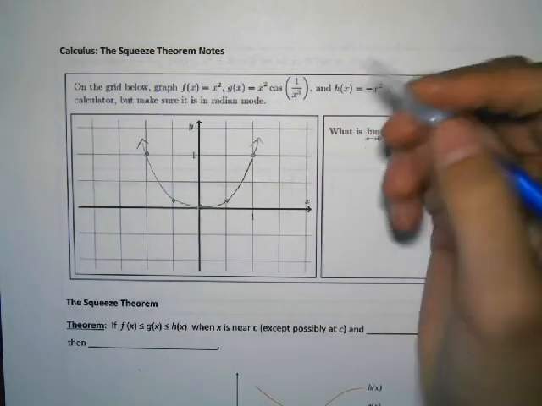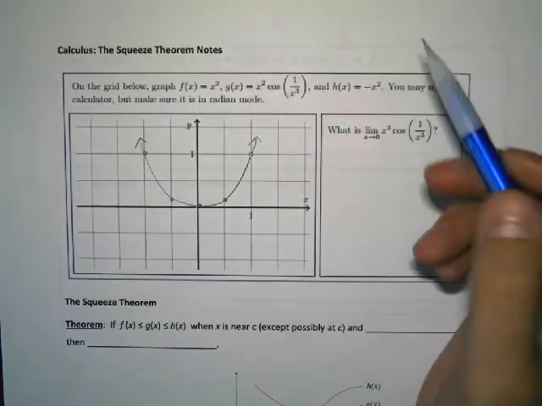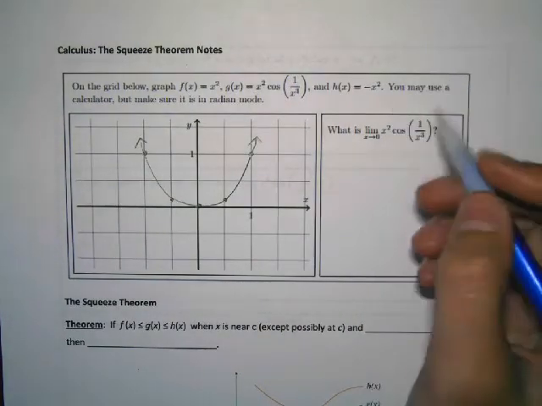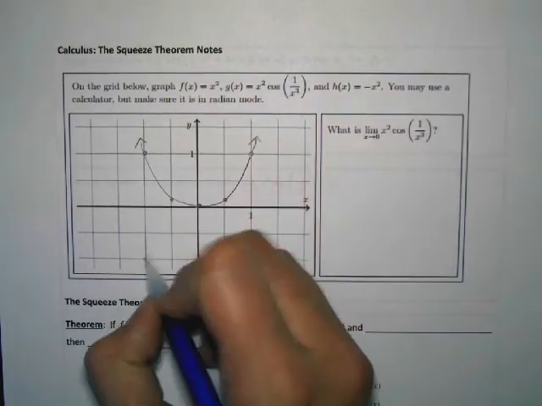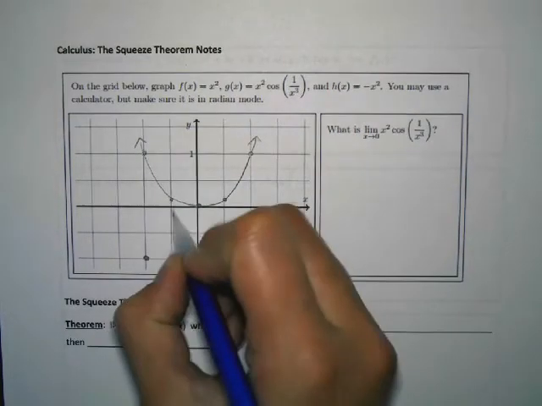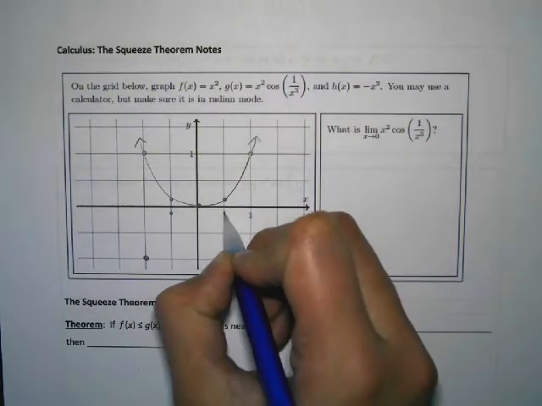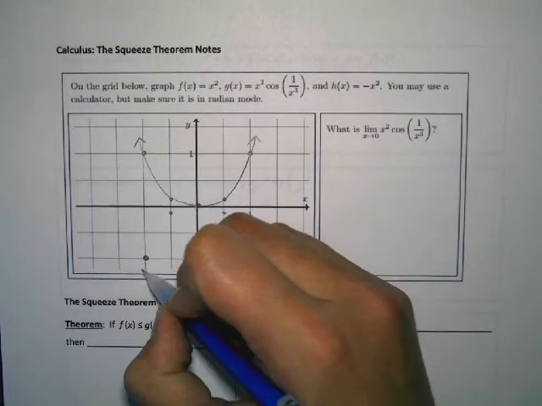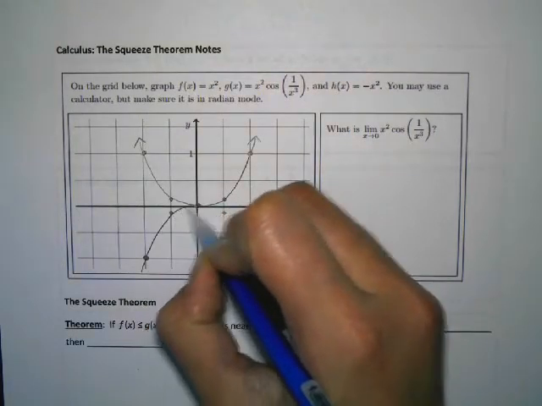All right, and then I'm going to hang on a second before I graph g of x, because that's kind of a crazy function. But -x squared I can also graph fairly easily. So that's just the same graph but flipped across the x-axis. So I'm going to go ahead and draw that.